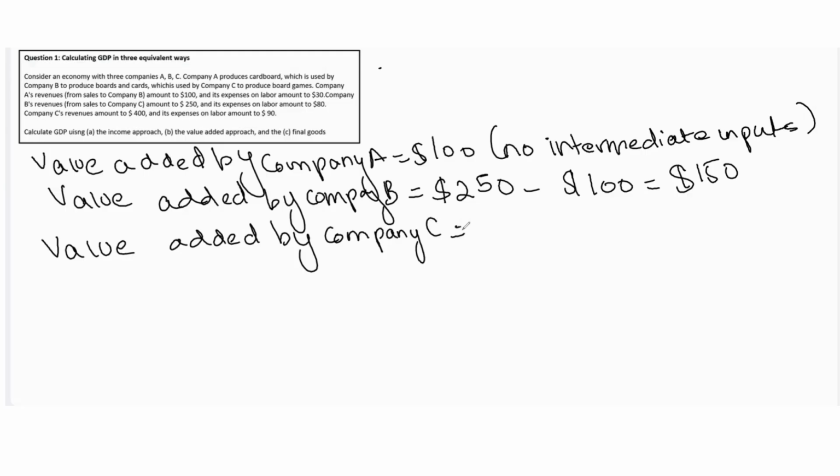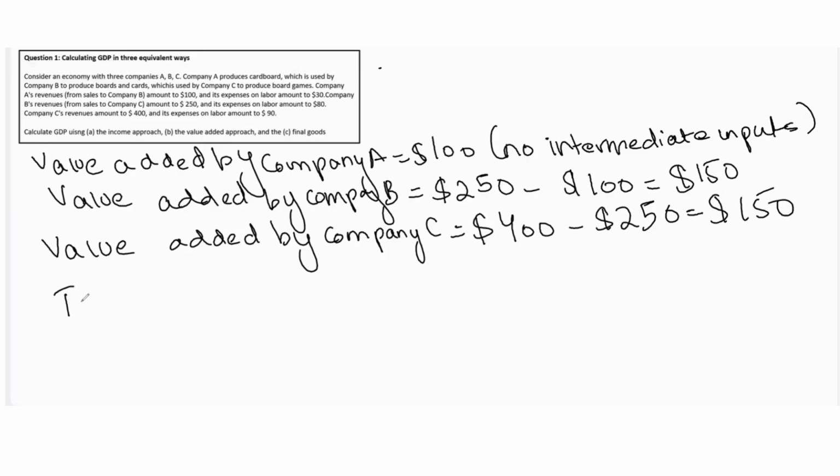The value added by company C would be the value of its own production, which is the $400 worth of sales revenue, minus the value of intermediate inputs, which in this case are the boards and cards that it purchases from company B, worth $250. So the value added by company C is just $150.